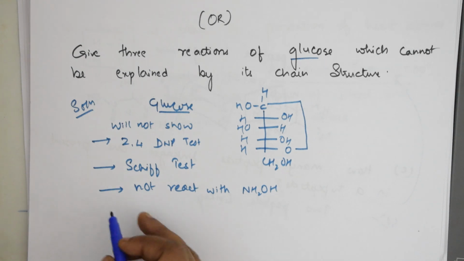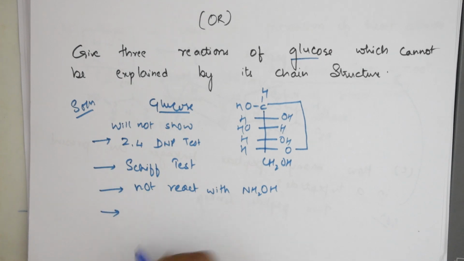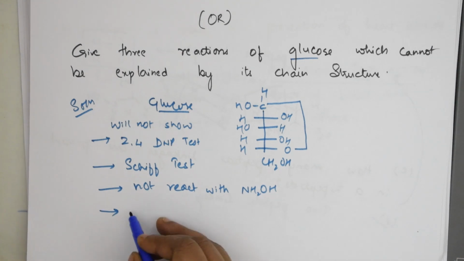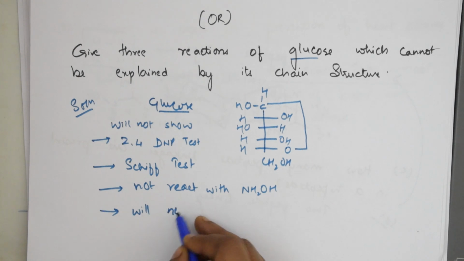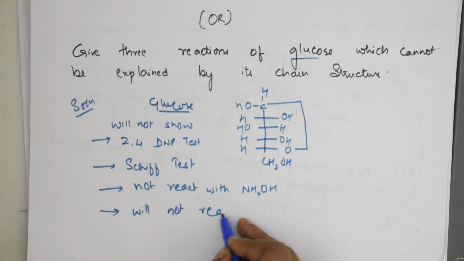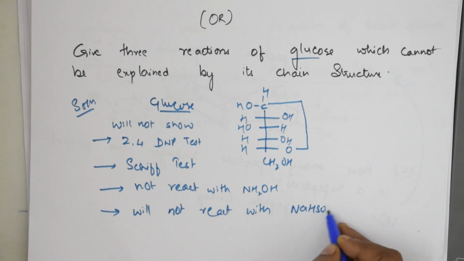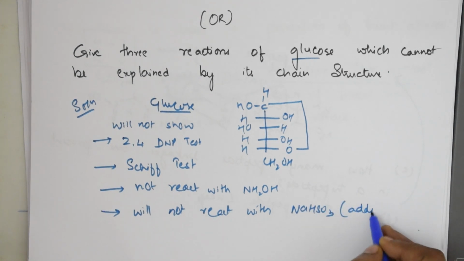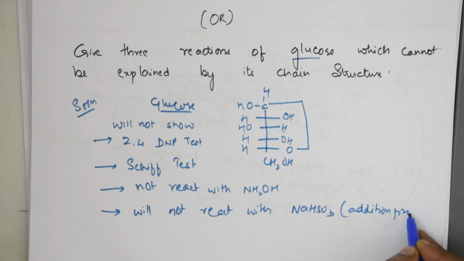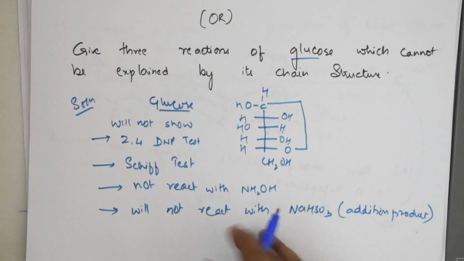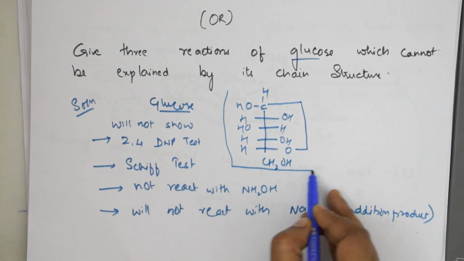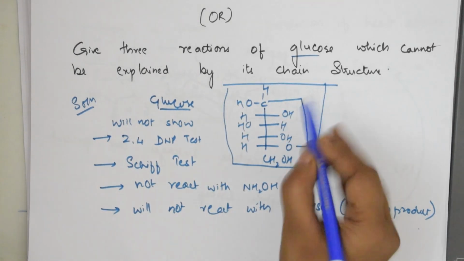Right, and you can further write, it will also not form addition reactions with HCN, with NaHSO3, isn't it? It forms acetal, hemiacetal, like that. It will not react with NaHSO3, sodium bisulfite, as an addition product. It will not form any addition product. So these are all specific reactions of aldehydes. Because of this formation of the structure, it is not showing such reactions.